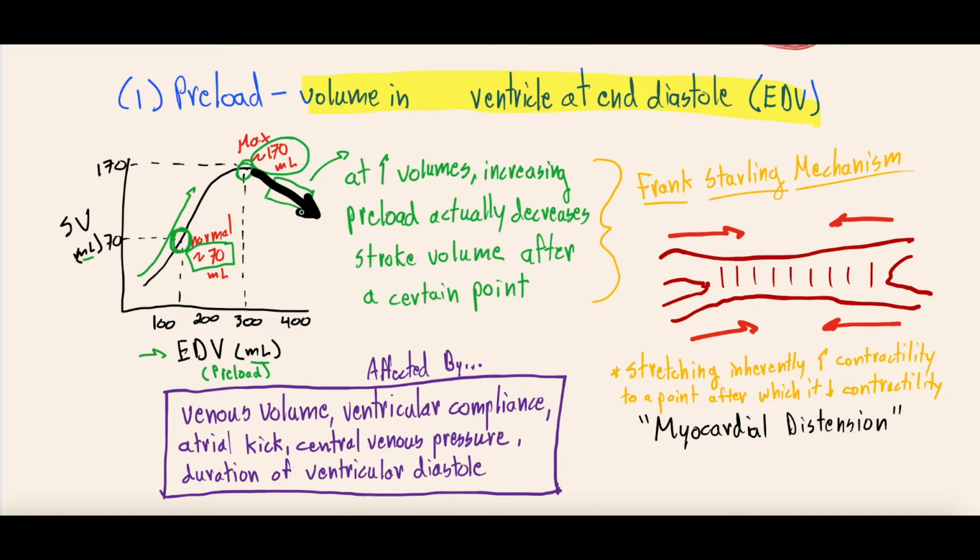But then we see here that at some point the opposite happens. As your preload continues to increase, your stroke volume actually starts to decrease. And what the heck is happening there? At increasing end diastolic volumes, increasing preload, at some point, increasing preload further actually starts to decrease your stroke volume. And that's when we get into this wonderful Frank Starling mechanism that might be familiar to some of you, not familiar to other people.